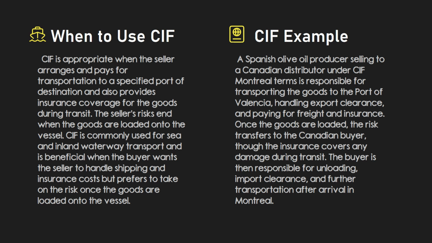For example, a Spanish olive oil producer selling to a Canadian distributor under CIF Montreal terms is responsible for transporting the goods to the port of Valencia, handling export clearance, and paying for freight and insurance. Once the goods are loaded, the risk transfers to the Canadian buyer, though the insurance covers any damage during transit. The buyer is then responsible for unloading, import clearance, and further transportation after arrival in Montreal.